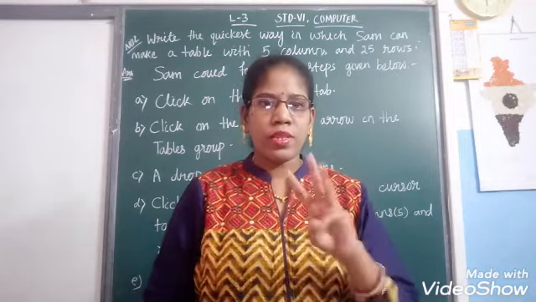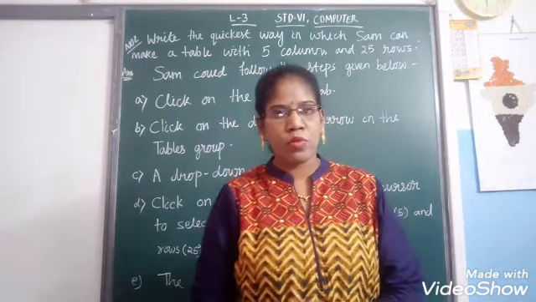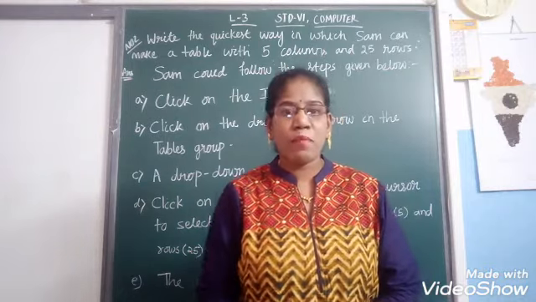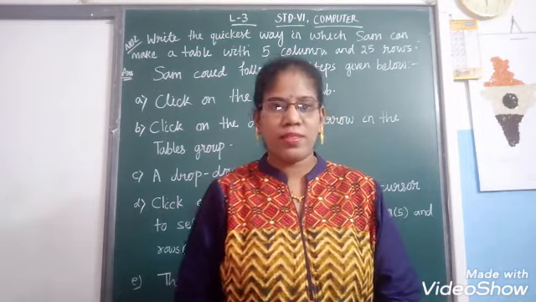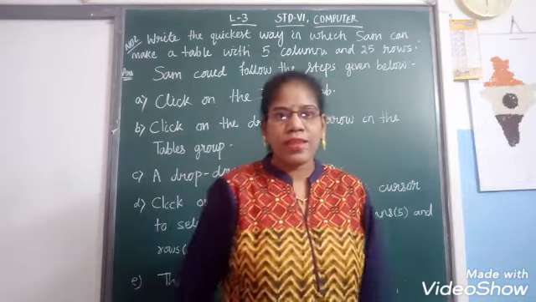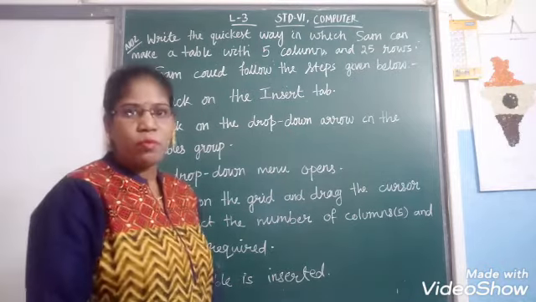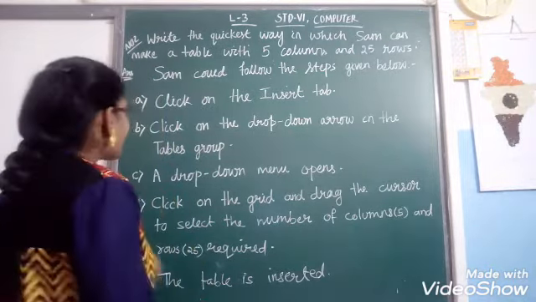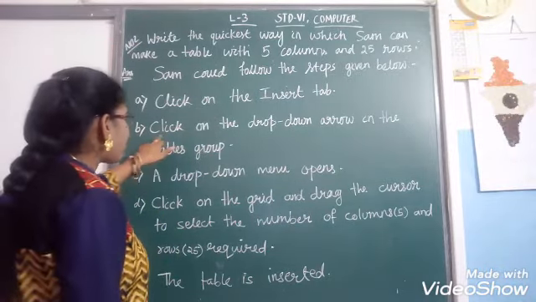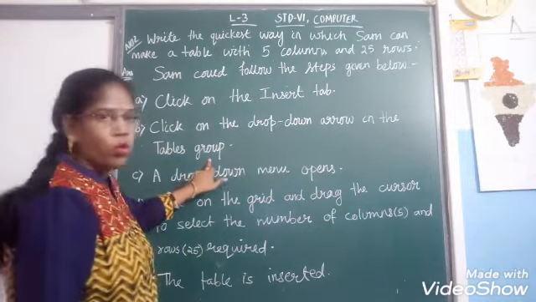Okay, I have taught you 3 methods of making a table: by using the grid method, by using drawing, and by using the table dialog box. So from these 3 methods, the quick method is to click and drag by the grid method. Okay, so let's see the answer. Sam could follow the steps given below. What are the steps? Click on the insert tab. Once you click on the insert tab, click on the drop down arrow in the table group.